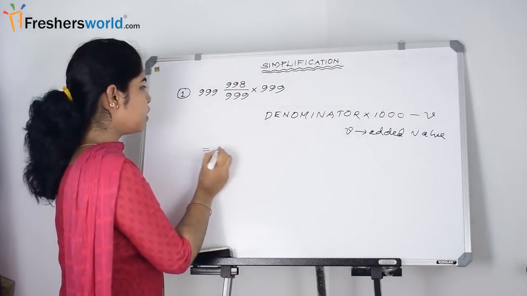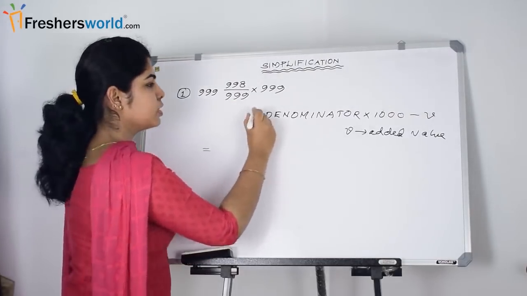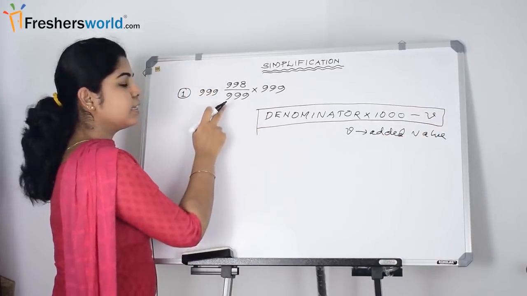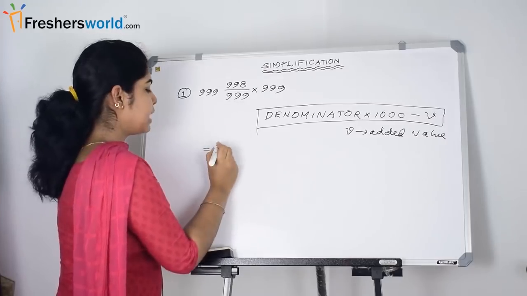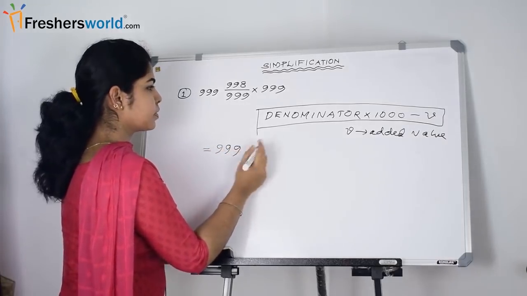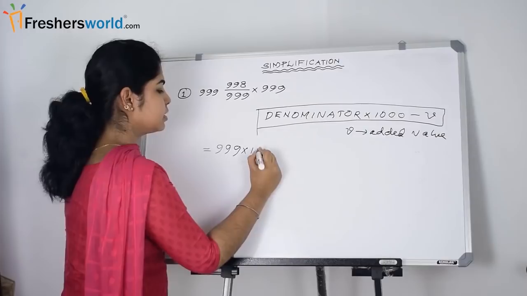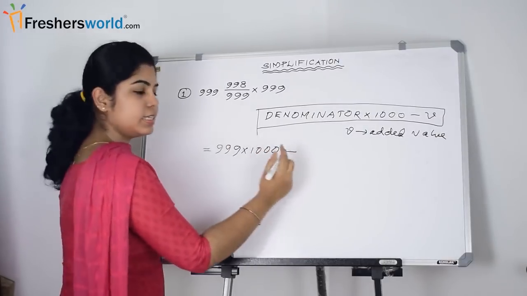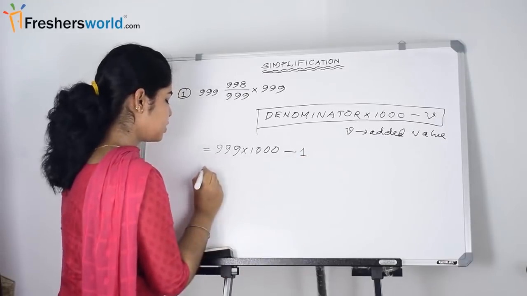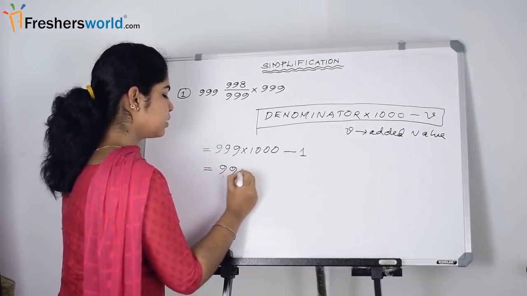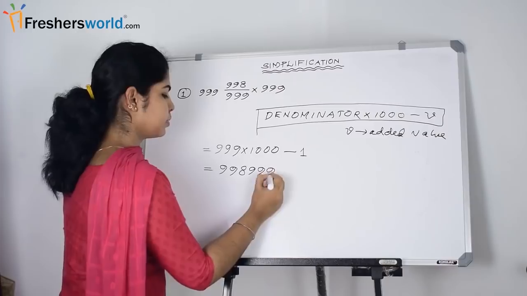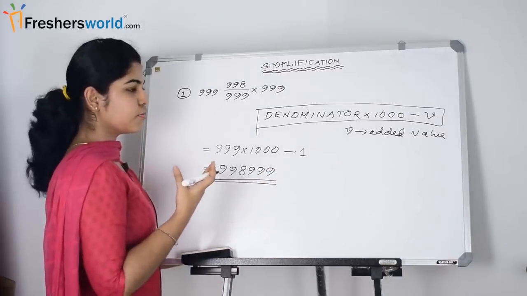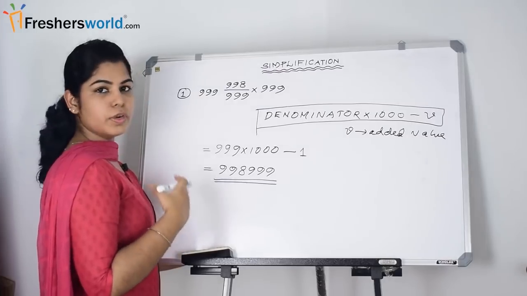Now we are going to solve this question with this formula. See, here the denominator is 999. Then we are multiplying it with 1000. Now subtracting the added value. Here it is 1. So the final answer will be this. So to understand this formula clearly, let us do one more example.